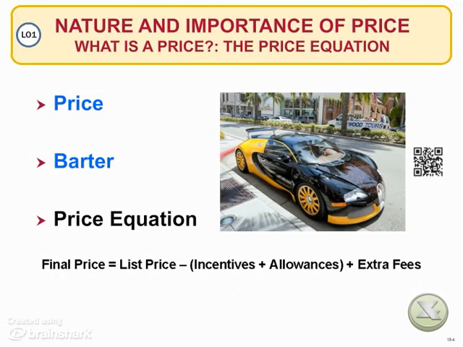So all of these different factors that increase or decrease the price come together in what's called the price equation. So if you look at the slide on the screen, it gives you the price equation. So the final price equals the list price minus any incentives and allowances plus extra fees. So this is the equation that companies use to figure out what the final price for a product is going to be.